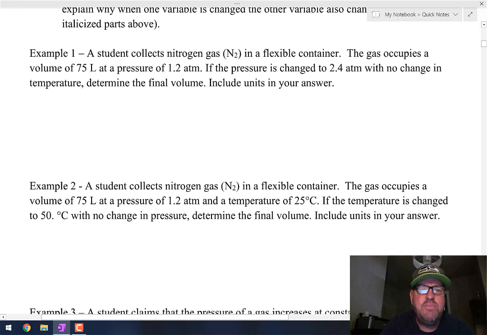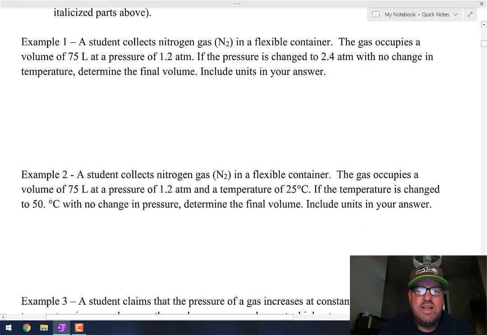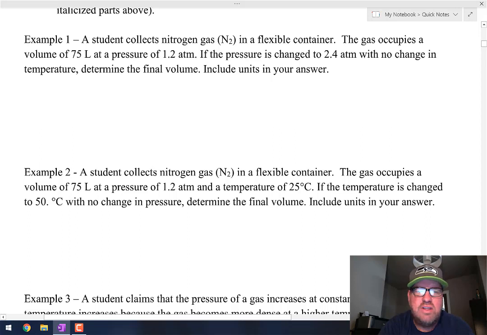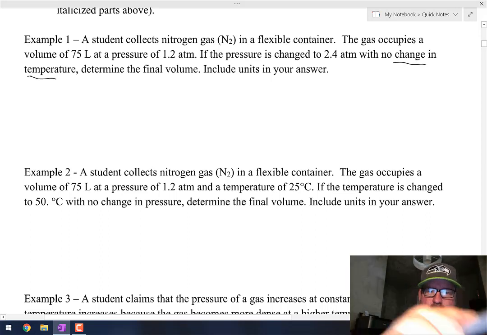Okay, so example 1. A student collects nitrogen gas in a flexible container. The gas occupies a volume of 75 liters. The pressure is 1.2. Pressure's changed to 2.4 with no change in the temperature. So there's our no change in temperature, okay?